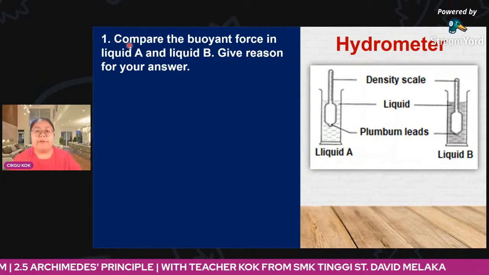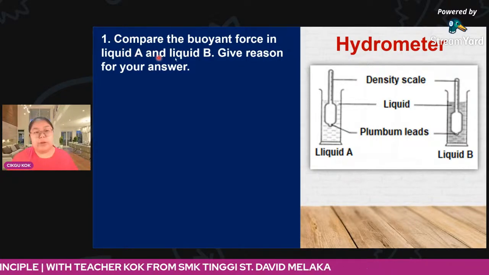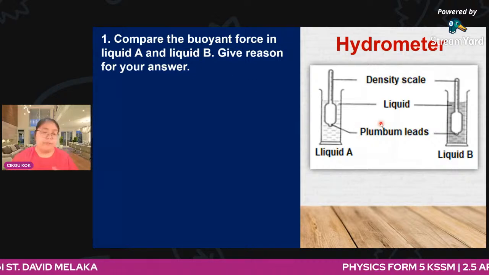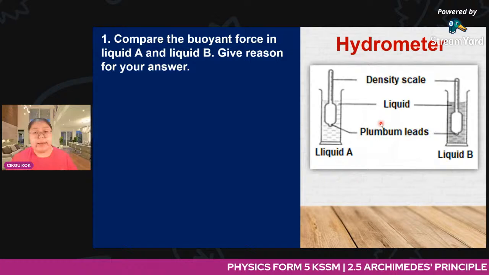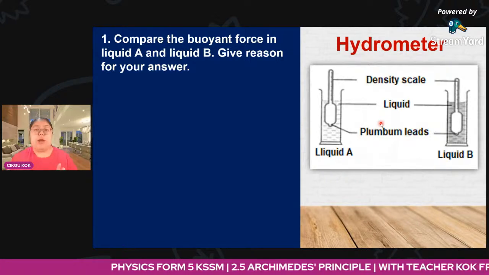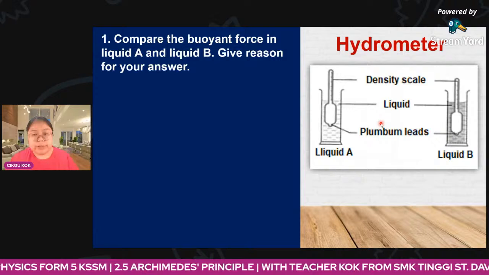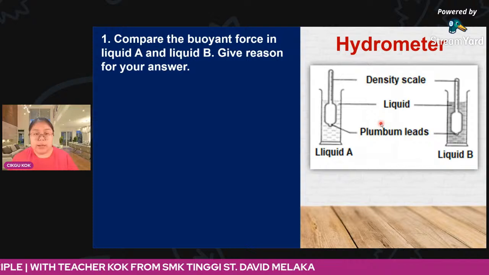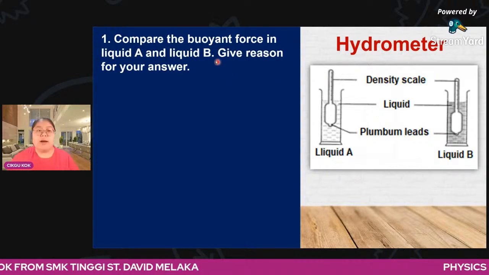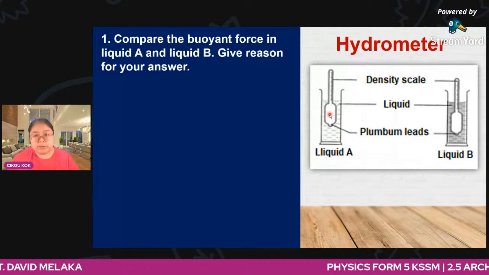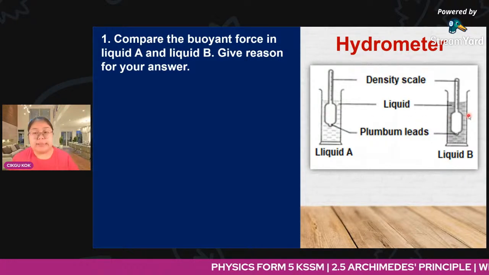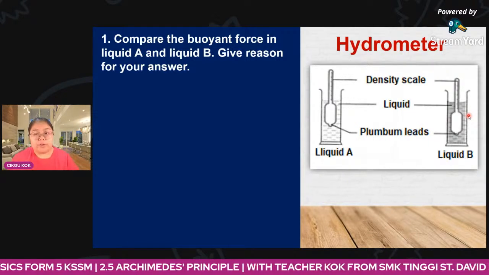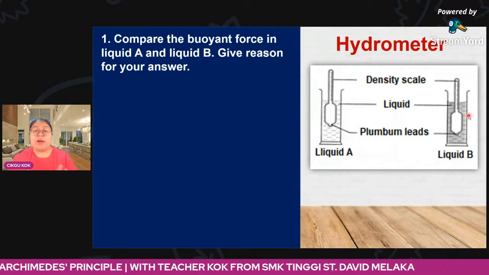So the first one, they ask you to compare the buoyant force in liquid A and liquid B. Okay, buoyant force. For this situation, remember I taught you three equations when the object is floating. What are the three equations? Weight of object equals the weight of liquid displaced, and also equals the buoyant force. Now the question asks about buoyant force. A and B, the hydrometer is the same. So that means the weight of the hydrometer equals the buoyant force. Agree? This is when the object is floating.